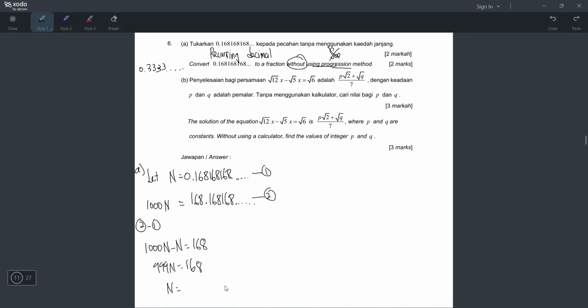Divide 999. Okay, my calculator gives me 56 over 333, right? So it means you will press 168 divide 999 in your calculator, and then you change to fraction. It means you press the shift ABC button. So it gives me 56 over 333.